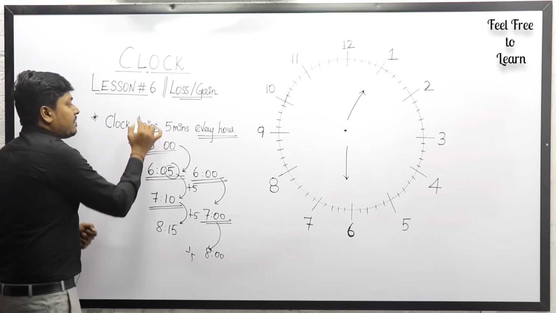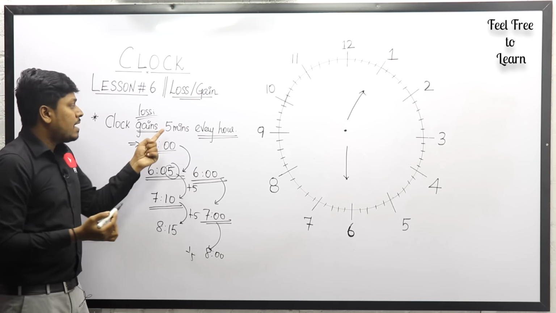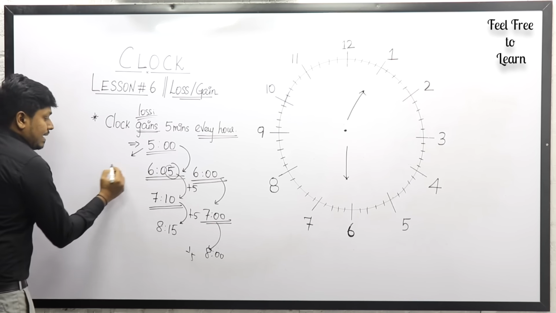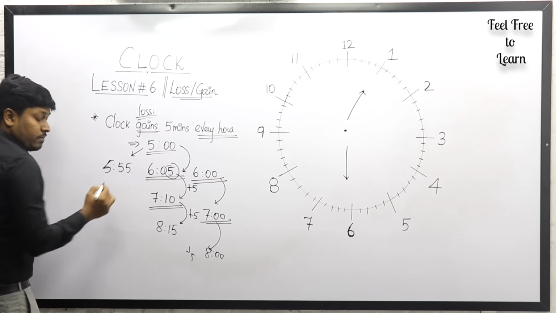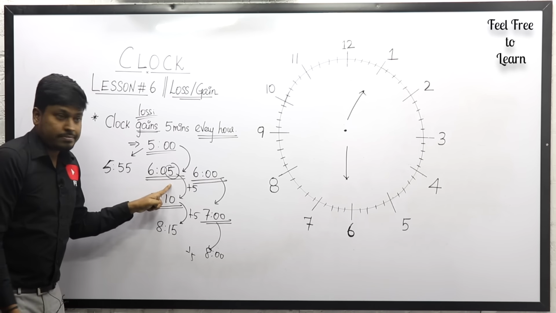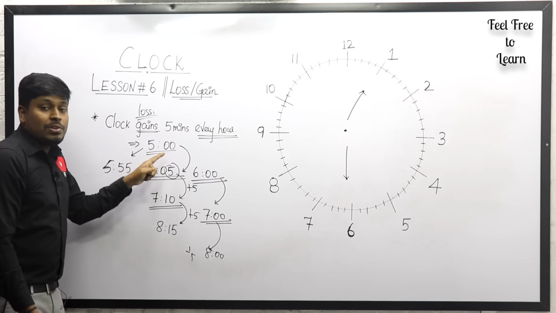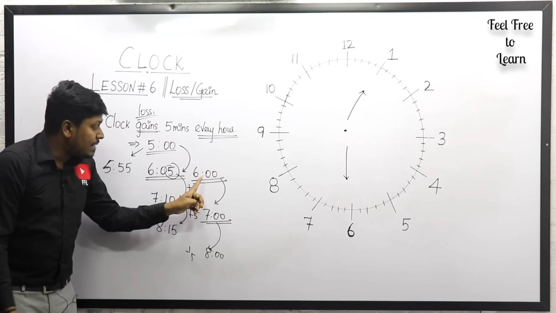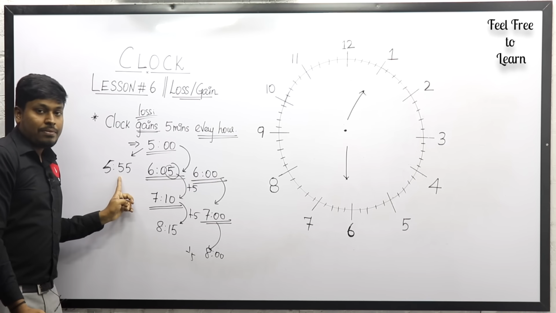Similarly, in case the given clock is losing, for example, if the clock loses 5 minutes in every hour, then you need to subtract 5 minutes. In the next hour, the clock will be showing 5:55. Understood? If it gains 5 minutes, then the clock will show 6:05. If the clock loses 5 minutes in 1 hour, then the clock will show 5:55, not 6 o'clock, because in 1 hour the right time is 6 o'clock, but the clock is losing 5 minutes. So the exact time will be 5:55.